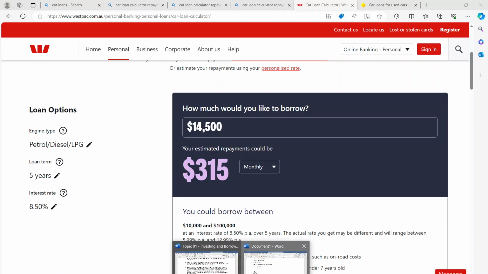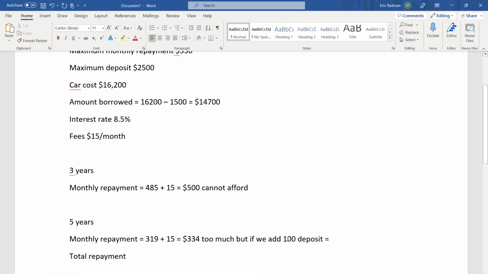So go back to here. So add another, let's say, $200 deposit. So that would make our loan... Okay, so monthly repayments for that would be, okay, 315 plus 15 equals exactly 330. So that's the best you can probably do.